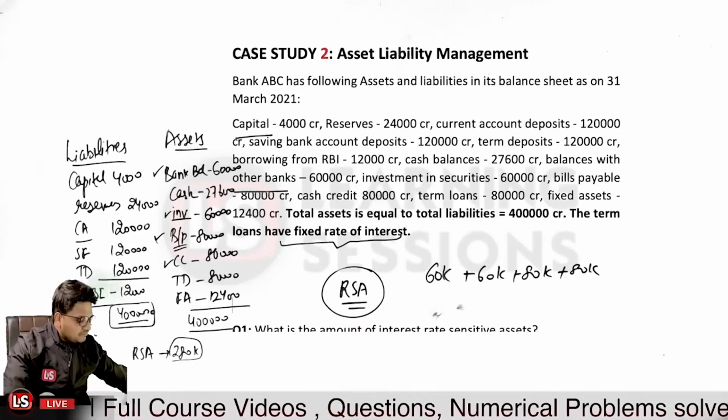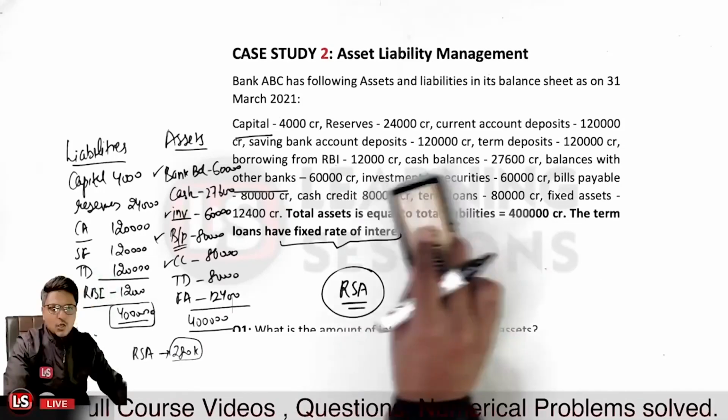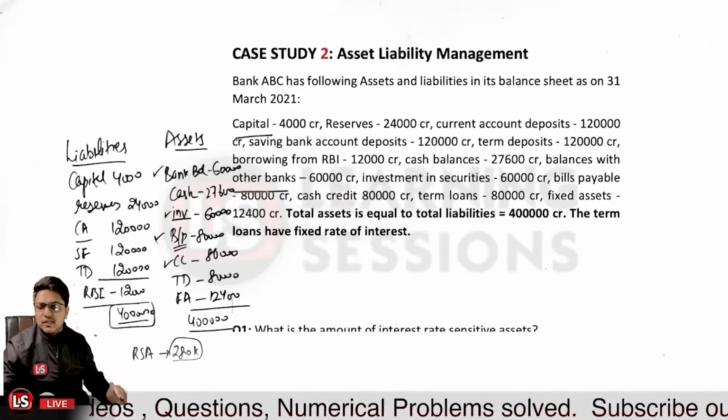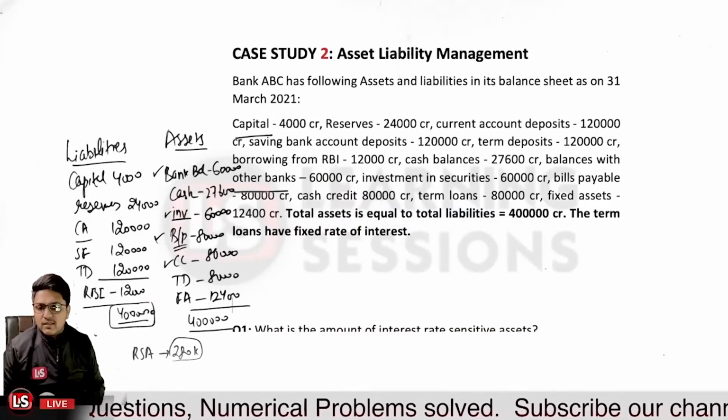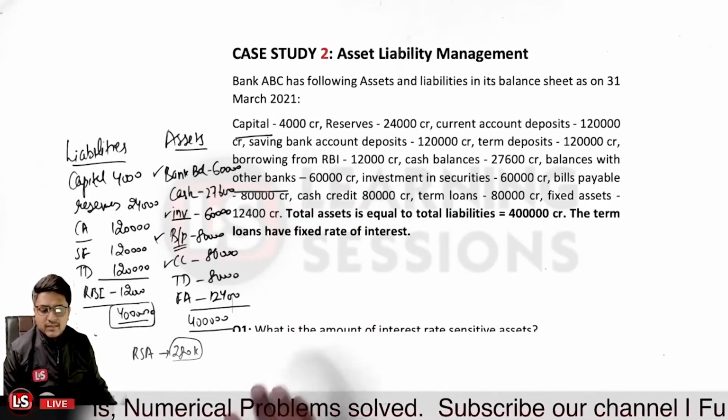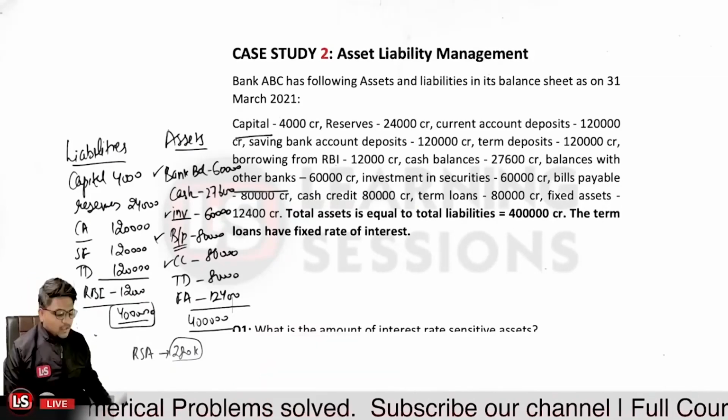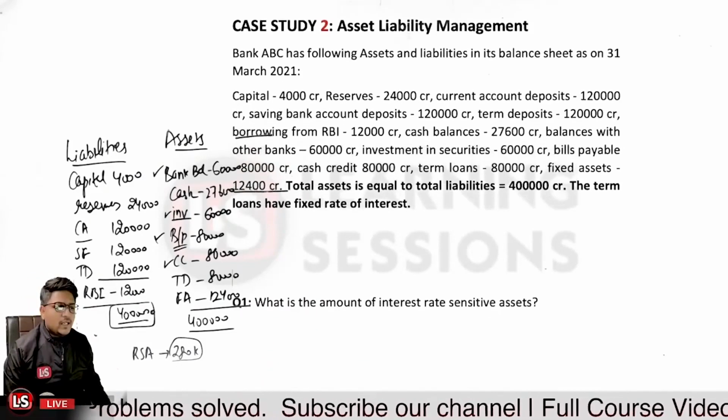Is that clear? Okay, so that is related to the first question. I hope this particular part is clear, that the total amount of the assets which is affected by the interest rate is 2,80,000 crore.